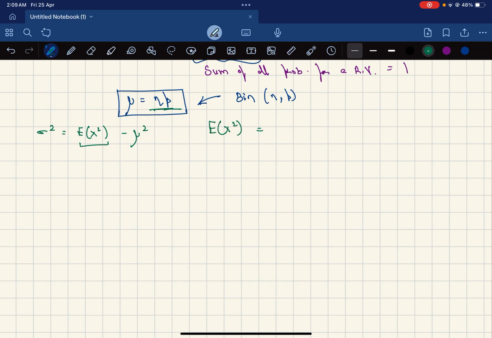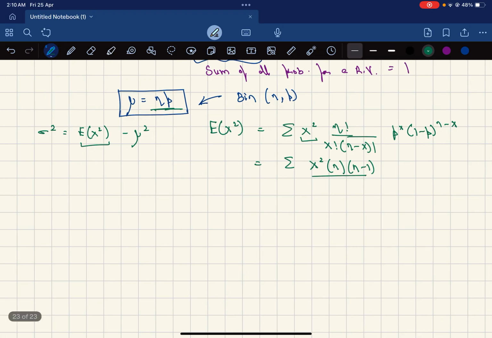Now once again, using the same process, we use a summation and then ncx, which is n factorial divided by x factorial multiplied by n minus x factorial, p to the power x, 1 minus p raised to power n minus x. Now since we have x square here, we can bring out n into n minus 1, and from the denominator we bring out x into x minus 1. So we write this together, and we are left with n minus 2 factorial divided by x minus 2 factorial and n minus x factorial, p to the power x, 1 minus p raised to power n minus x.